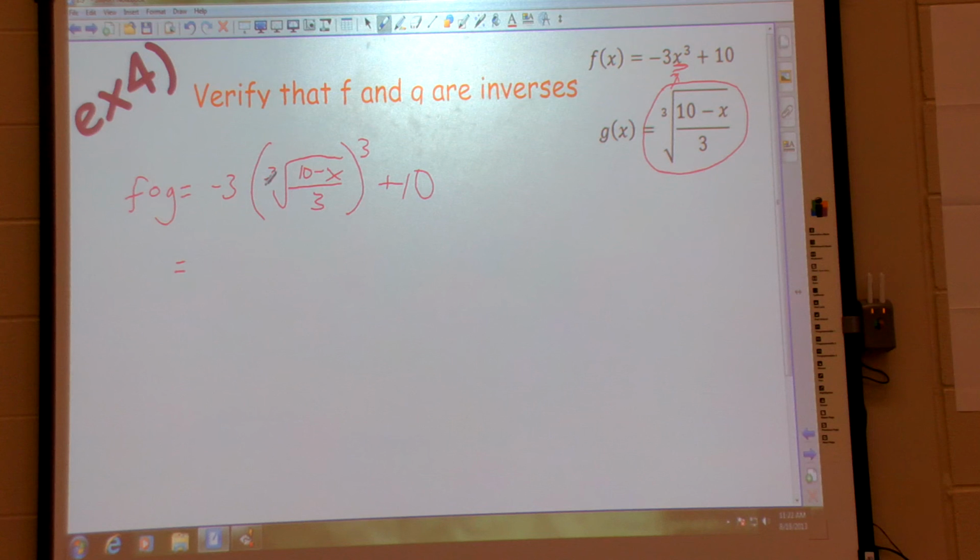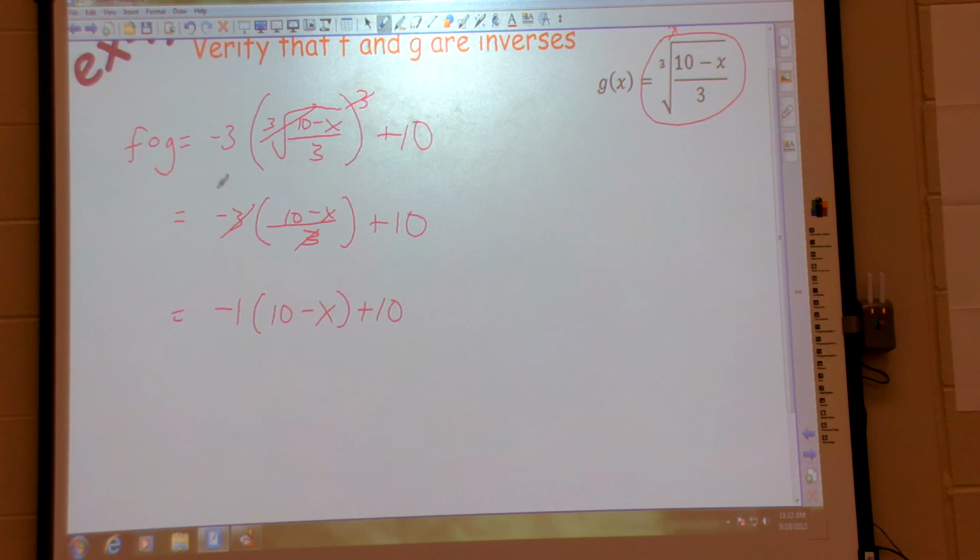Okay, so one thing at a time. So the first thing that cancels is my cube root and my cube. So I have negative 3 times (10 minus x) over 3, plus 10. Next thing that cancels is my 3's. Now here's where a lot of you guys tried to fudge this last year on a quiz. I remember this specifically. Because you just tried to magically make your negative go away. But I have to distribute, so I have negative 10 plus x plus 10, cancel, cancel, I get x. So this side worked.